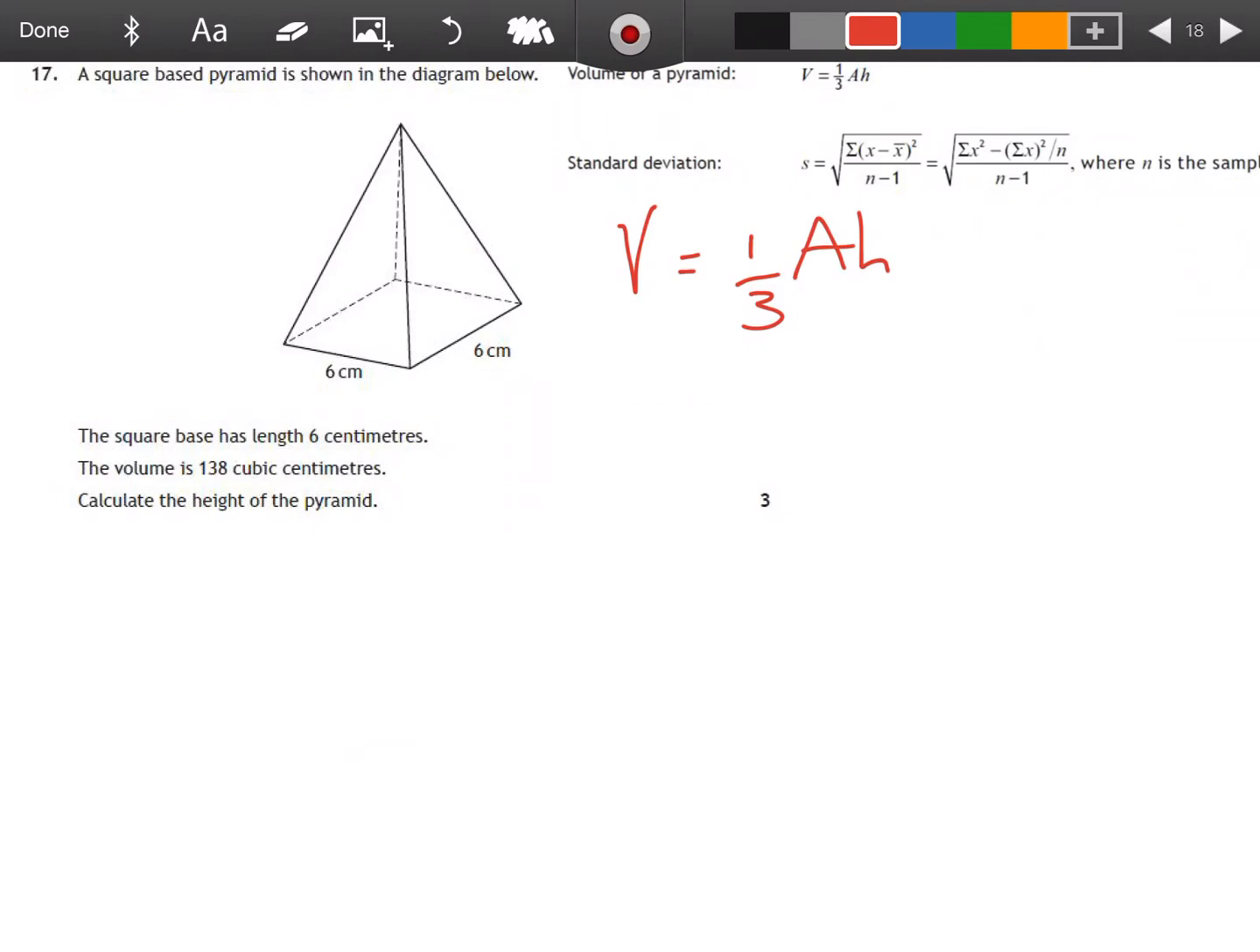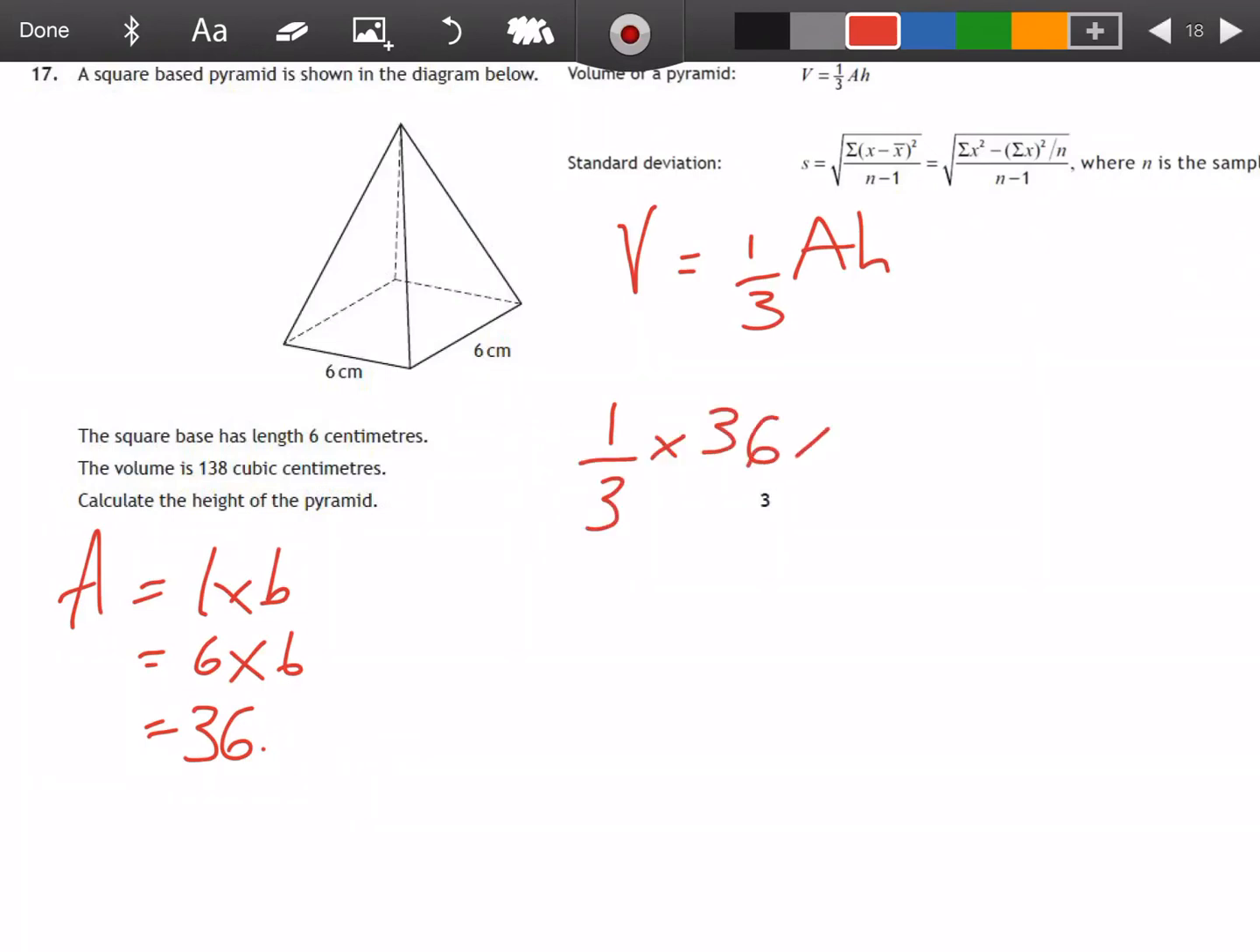A stands for the area of the base. Okay? So, what is the area of the base? Right. The base is a square, so the length times the breadth. 6 times 6 is 36. So we've got the value of A, it's 36. So what we know is that 1/3 times the area of the base, 36, times, we don't know the height, I'm just going to leave it as H. We know the answer to this formula though. This formula works out the volume of the pyramid. The volume of the pyramid is 138, it tells you in the question.